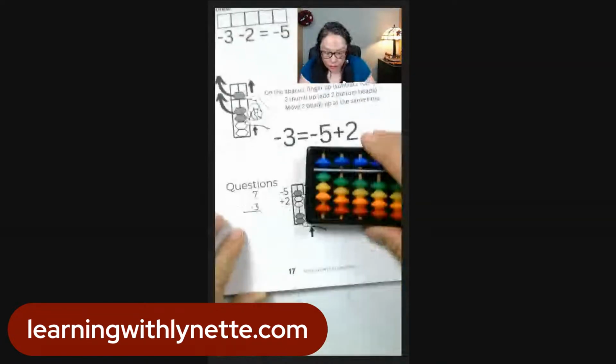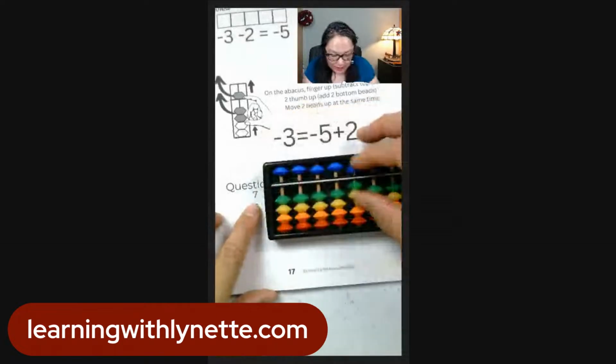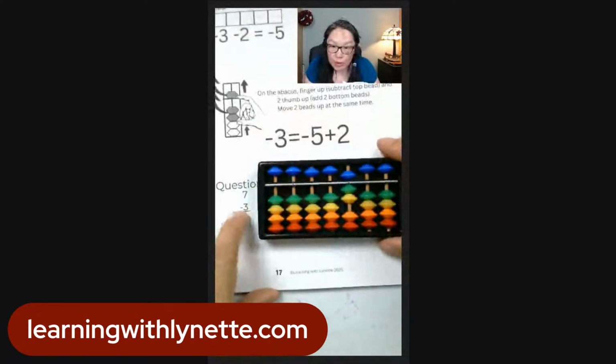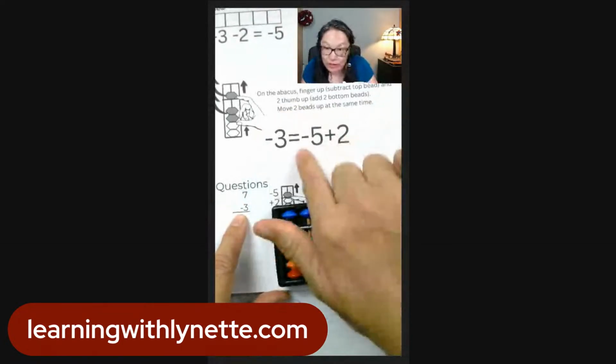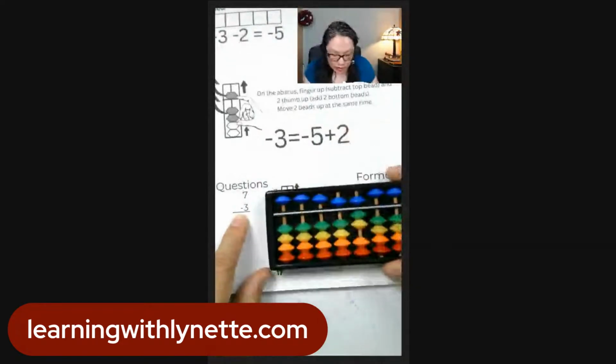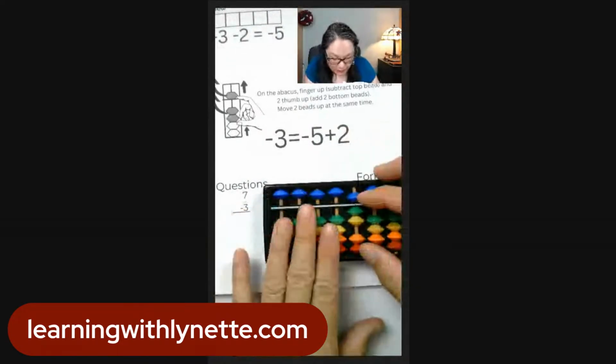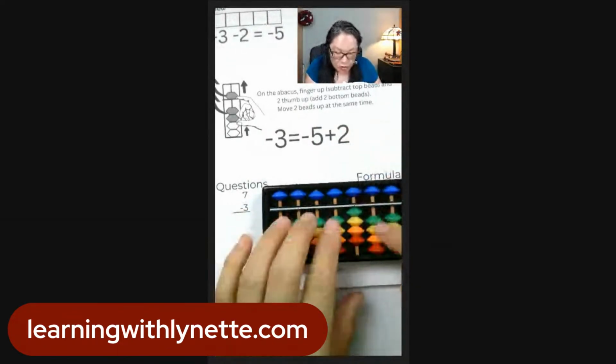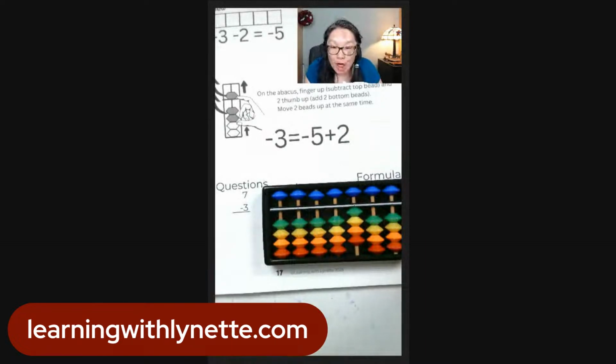Oh yeah, we're gonna continue on. So we have 7 on the abacus. We're gonna take away the 3. When we take away the 3, what are we gonna do? We need to minus the 5 plus the 2. And again, this is what we see: minus the 5 plus the 2. So my final answer is 4.